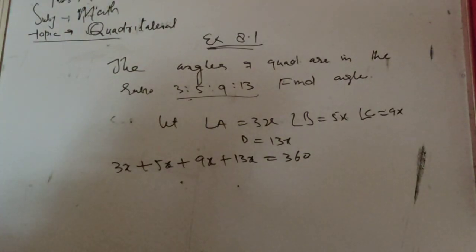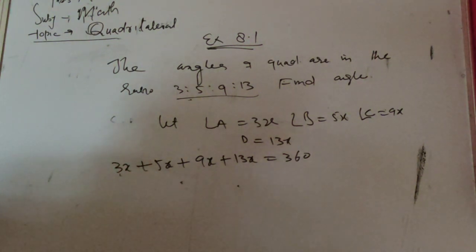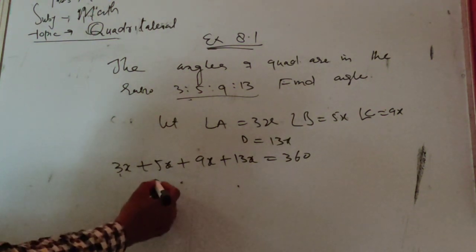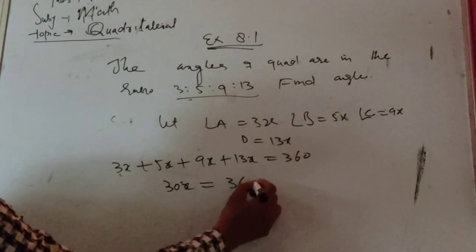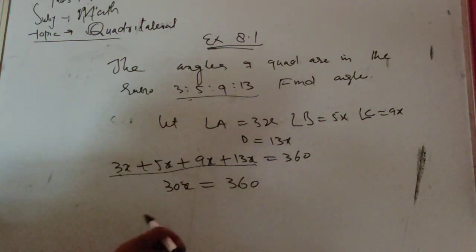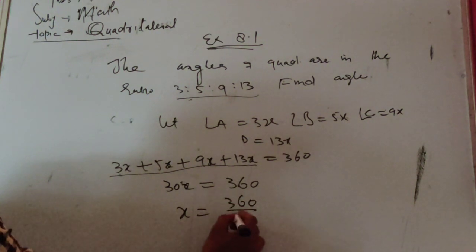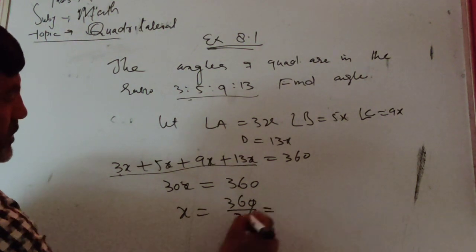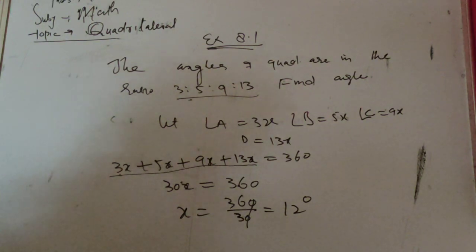Let us add these. Adding them we get 30x is equal to 360. So x is equal to 360 by 30, that is 12 degrees. The value of x is 12.